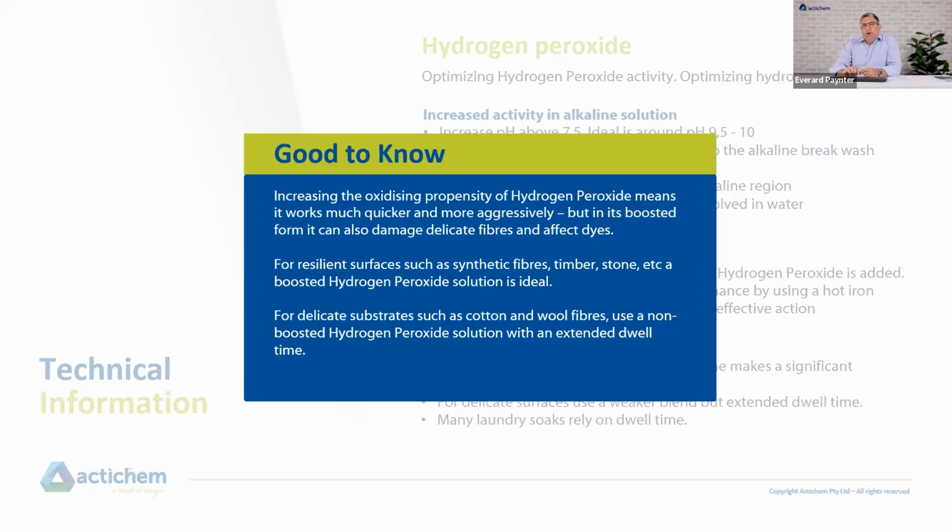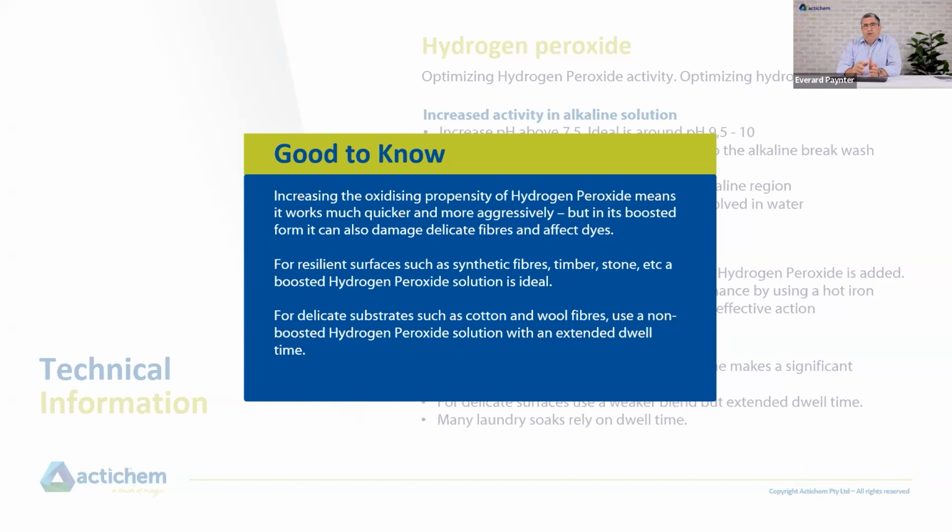The one little note that I wanted to share with you, though, is to remember that the oxidizing propensity of hydrogen peroxide, when it's increased by using heat or alkalinity, means that it does work much quicker. It also works much more aggressively in getting our stains removed, our disinfection and mold removed, whatever it may be. But it can also damage delicate fibers. So especially in relation to cotton, wool, some of these other very delicate, predominantly natural fibers, it can damage them. It can also affect those dyes.